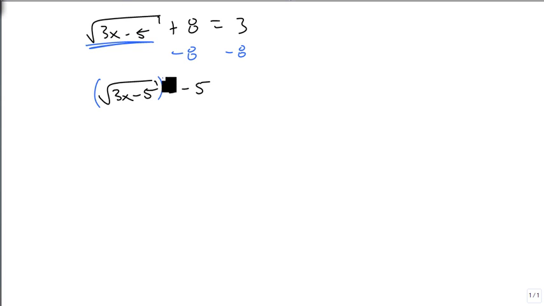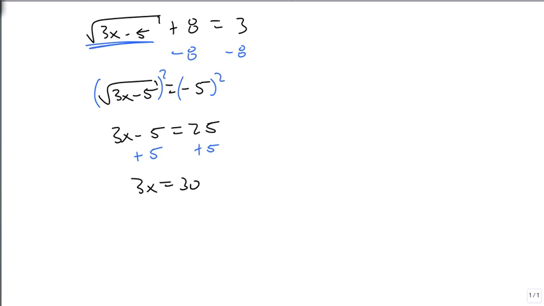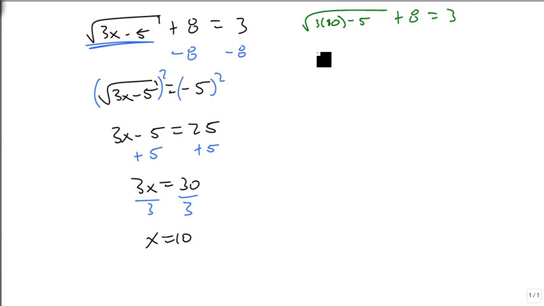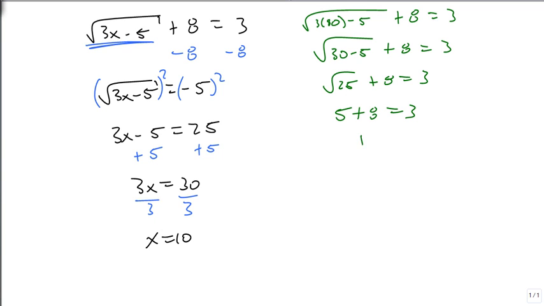So we square both sides to get rid of the square root. And so 3x minus 5 equals positive 25. Well, this lets us add 5 to both sides. So 3x equals 30, divide by 3, and x equals 10. So let's go back and let's check 10. So we get the square root of 3 times 10 minus 5 plus 8 equals 3. Well, that's 30 minus 5 underneath the radical plus 8 equals 3, which is the square root of 25 plus 8 equals 3, which is 5 plus 8 equals 3, which is 11 equals 3, and that doesn't work.